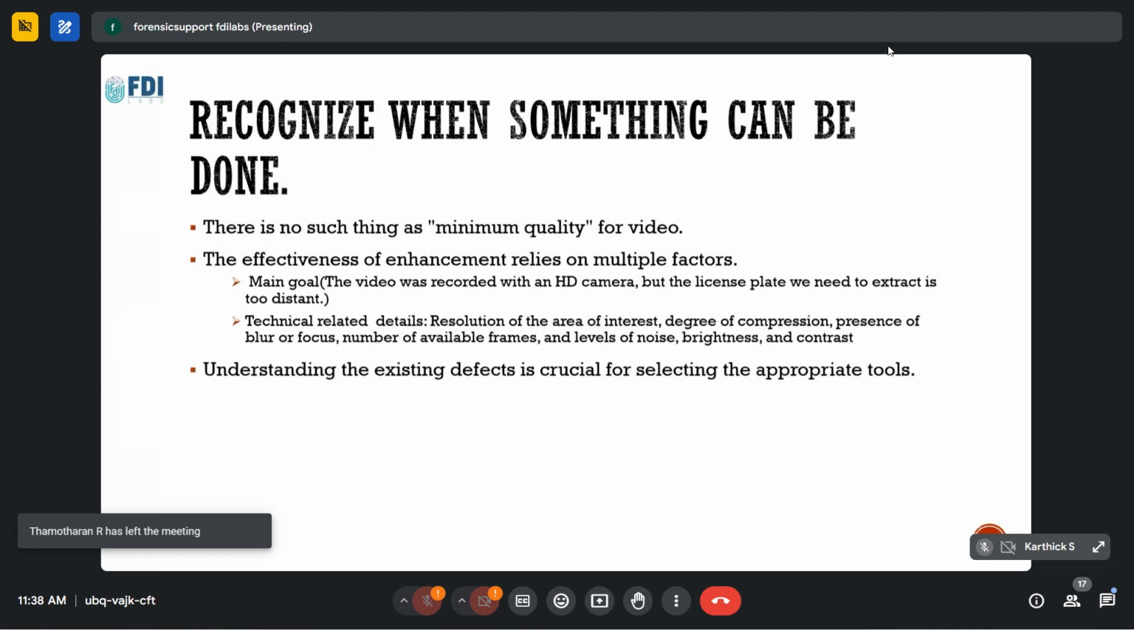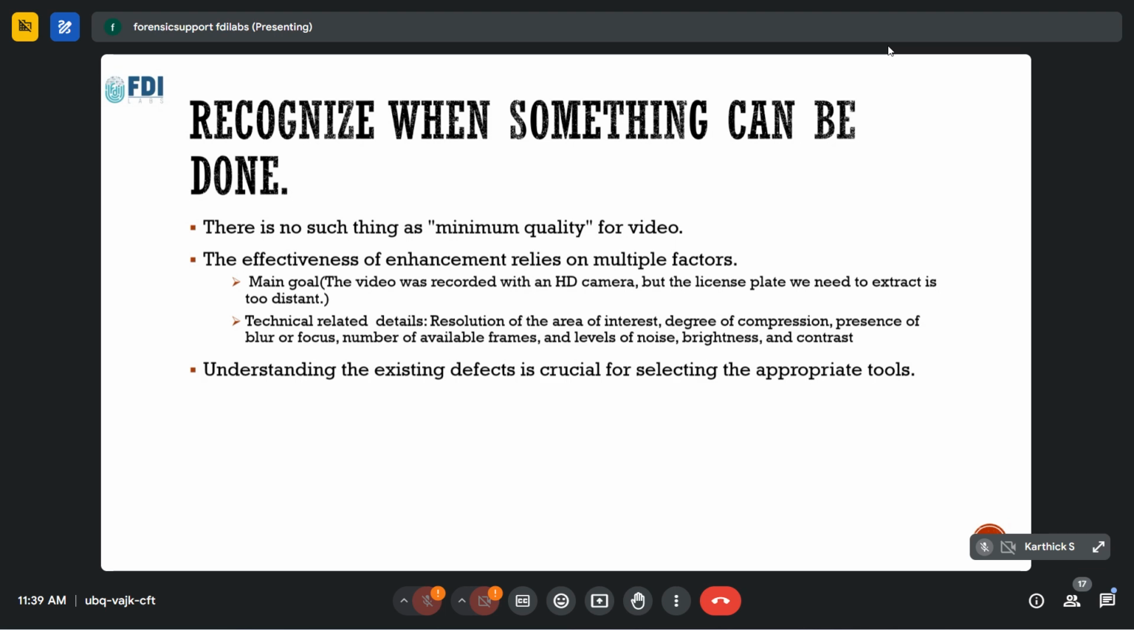Also, the enhancement topic I have already spoken about in our last session. You can check out what enhancement is, and a lot of image and editing topics, to get an idea of what enhancement is. We can also read the technical details, such as the resolution of the area of interest.